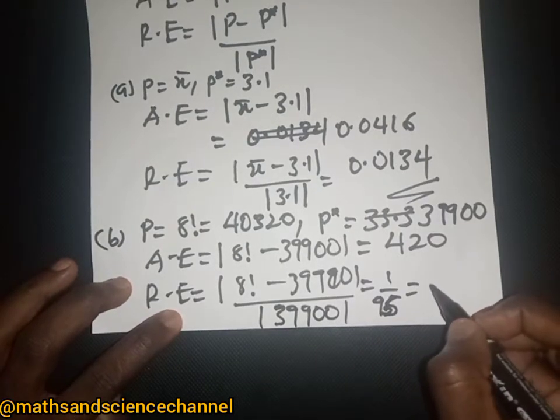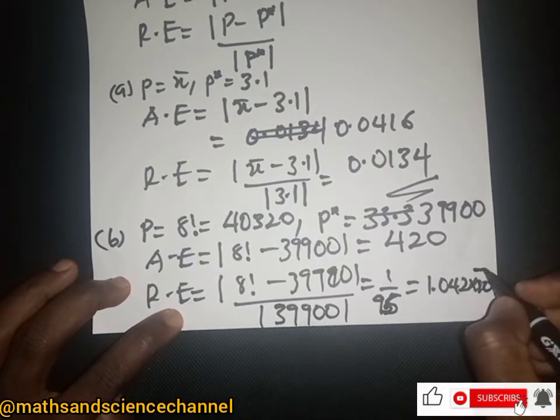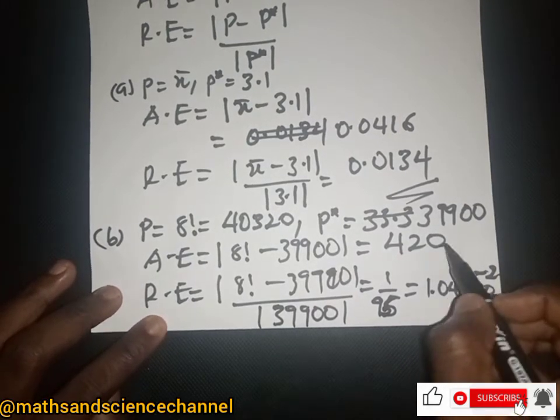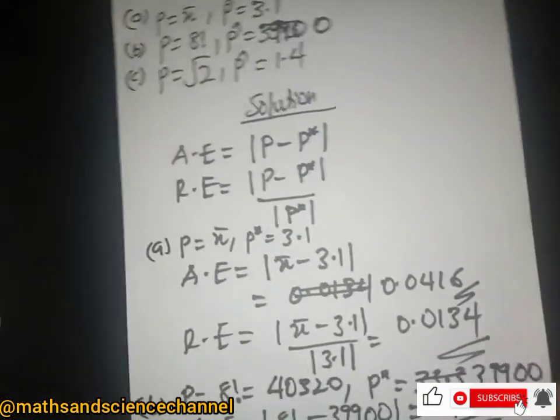9 over 95, which is just equal to 1.042 times 10 to the power negative 2, right? So that is it for this one. Now let's solve the last part.